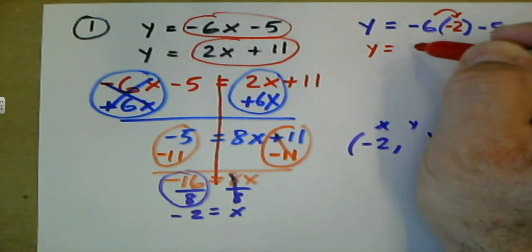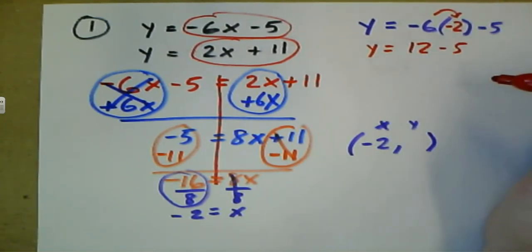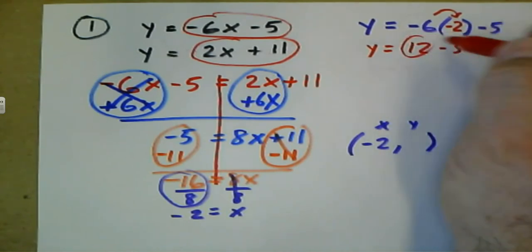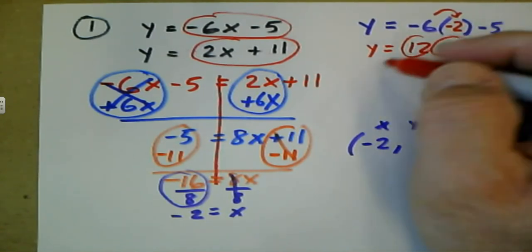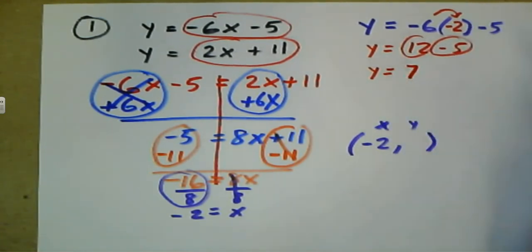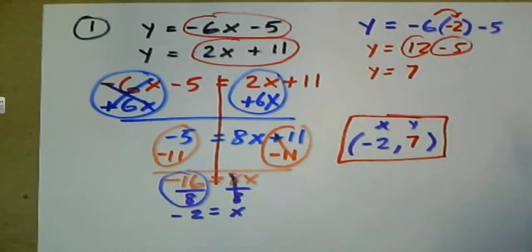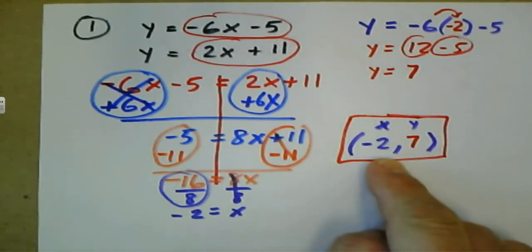Negative 6 times negative 2 is 12. I just bring down that minus 5. Well, there it is. I'm just going to add these two together. 12 minus 5, or subtract them, whatever you want to say, is 7. My answer, where my two lines cross, is negative 2, 7.